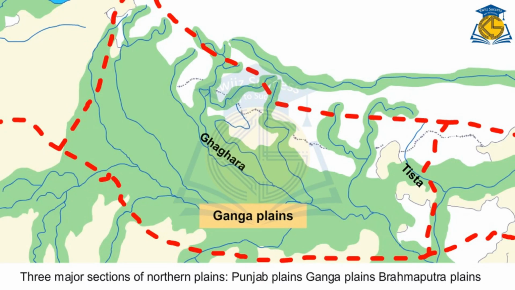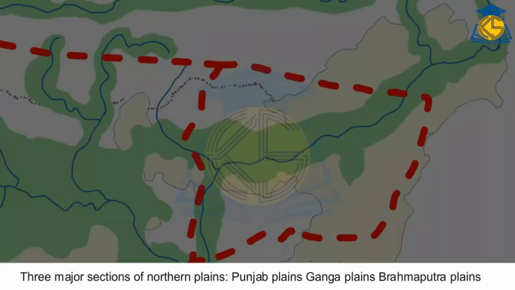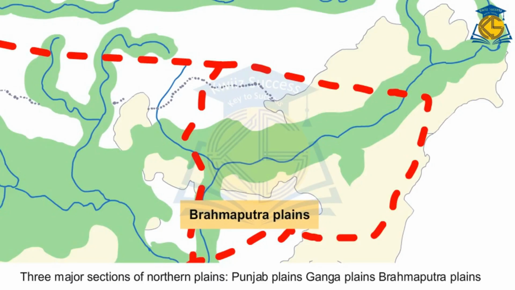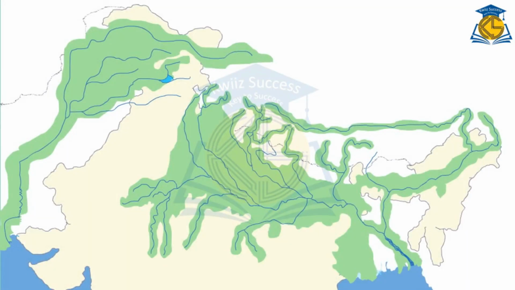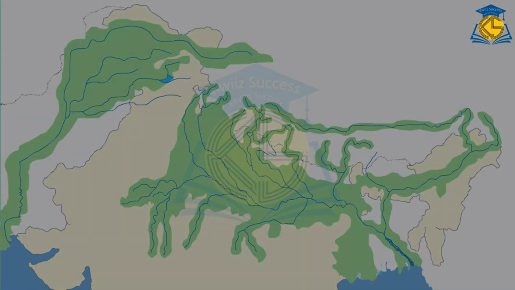It is drained by rivers Ganga, Yamuna, Ghagra, Gandak, Kosi and Teesta from the Himalayas and Chambal, Betwa, Son and Damodar from the plateau in the south. 3. Brahmaputra Plains, the eastern section of the northern plain, lies in Assam. Based on relief features, the plains are divided into 4 regions.